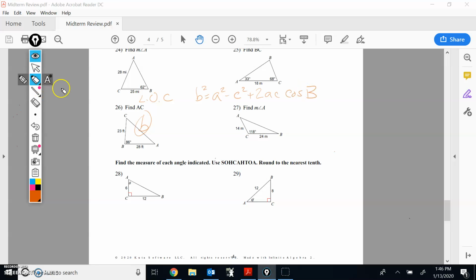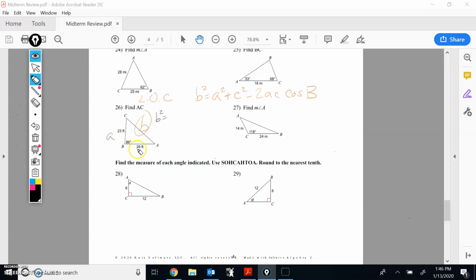That was incorrect. Let me change it. We have b squared equals a squared plus c squared, and then it's going to be a minus 2ac cosine b. I used the b squared version of the law of cosine because we're solving for b in this case. Let's plug everything that we know in. We don't know b squared, but we know a squared.